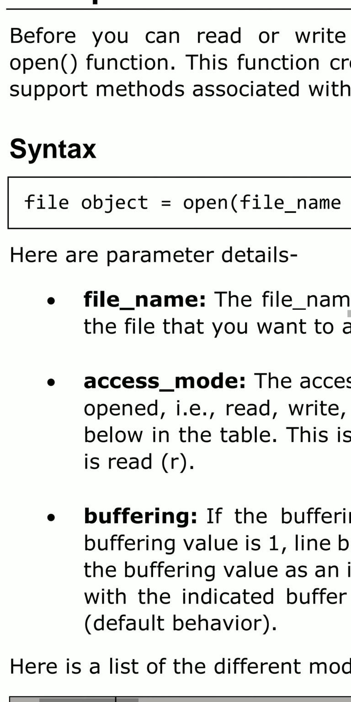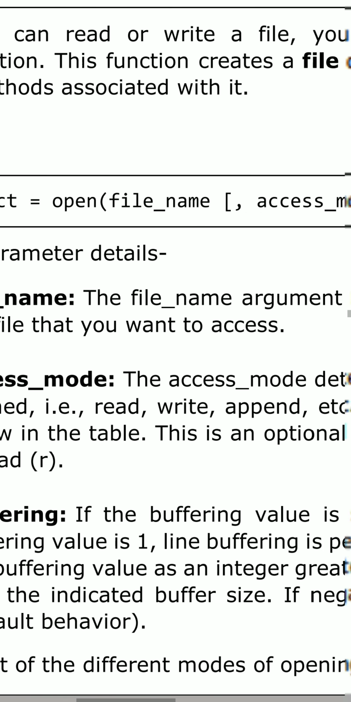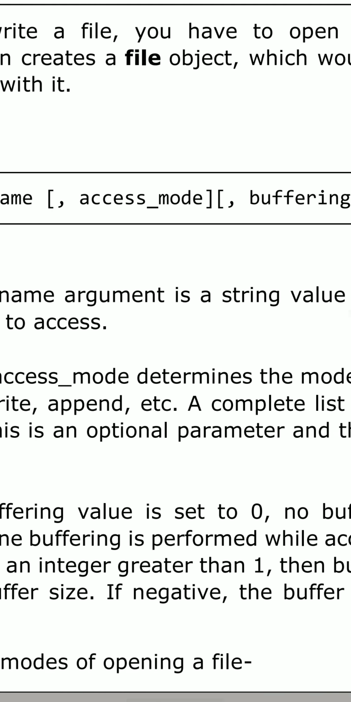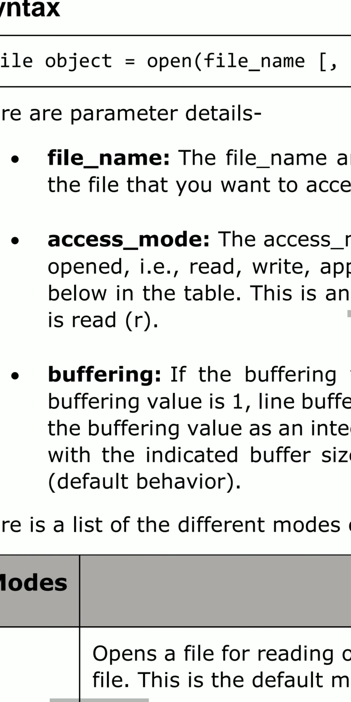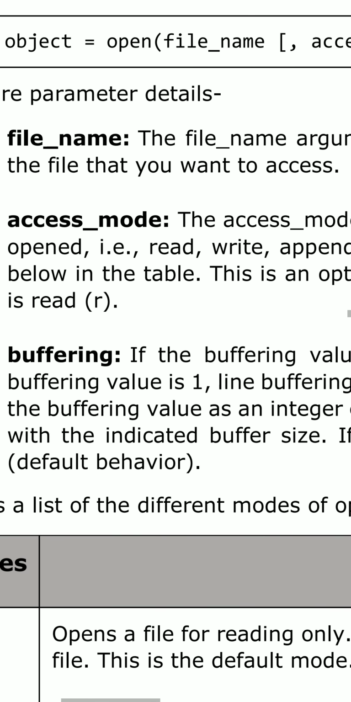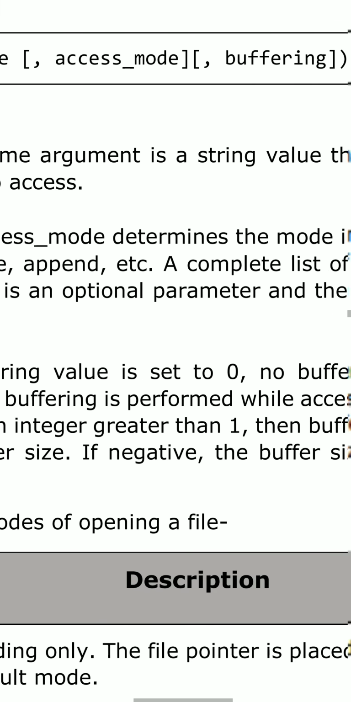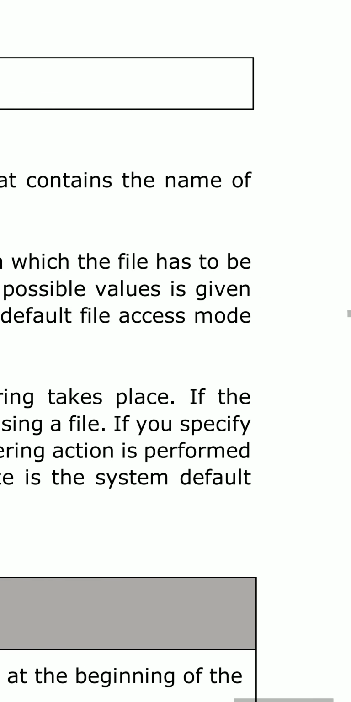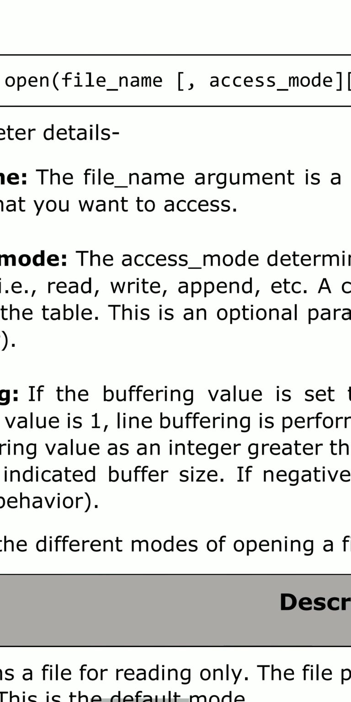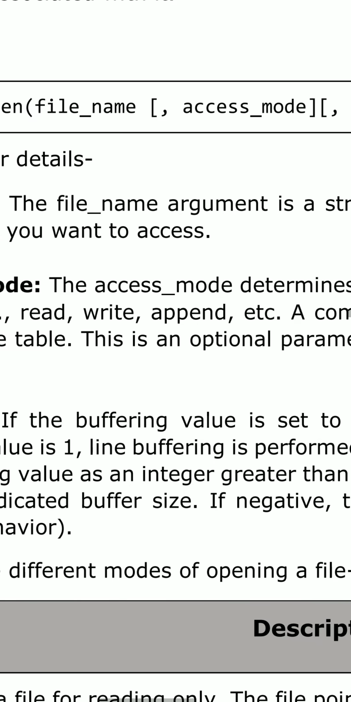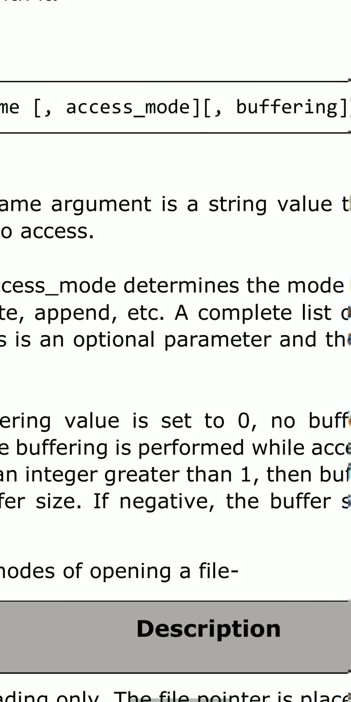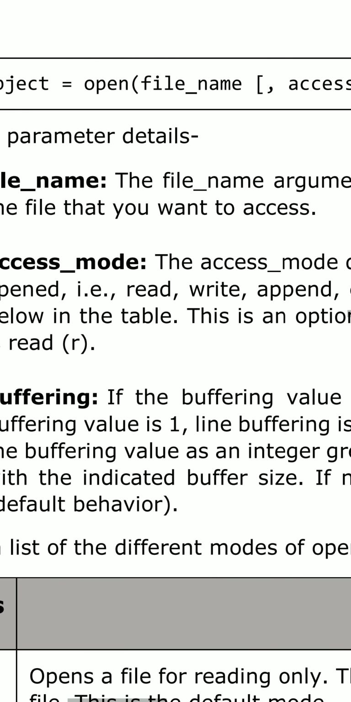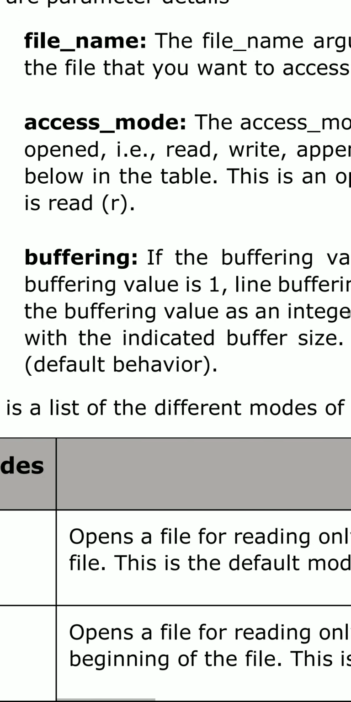Within the file object, the open function has three arguments. The first is the file name, the second is the access mode, and the third is buffering. The parameters are given below with their descriptions. The first is the file name. The file name argument is a string value that contains the name of the file that you want to access. Next is the access mode, in which mode you want to access the file.